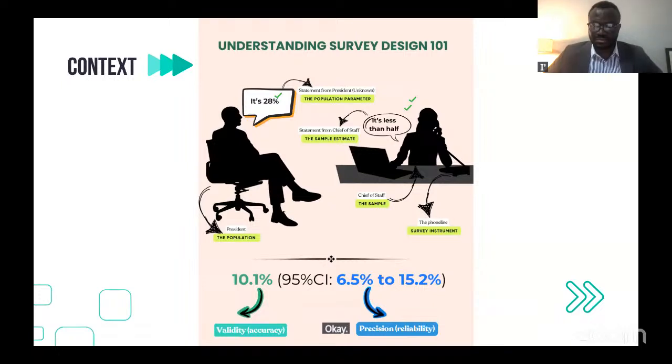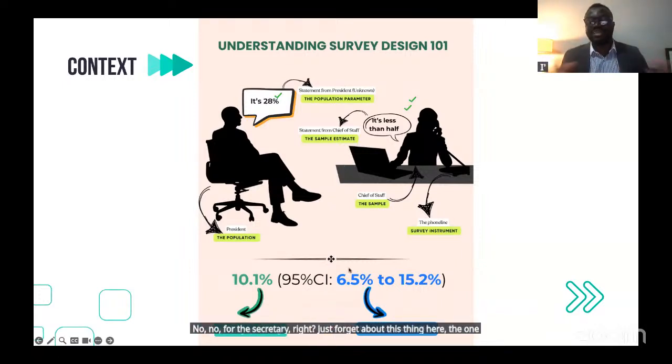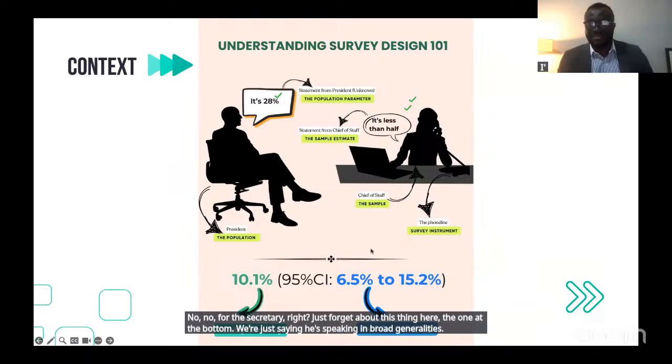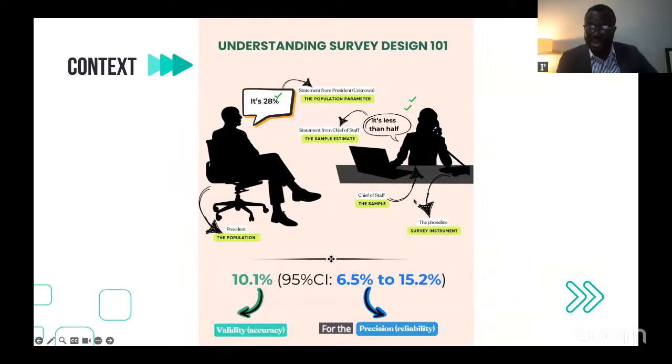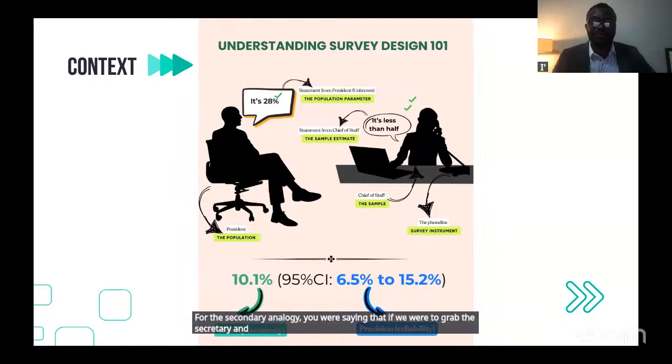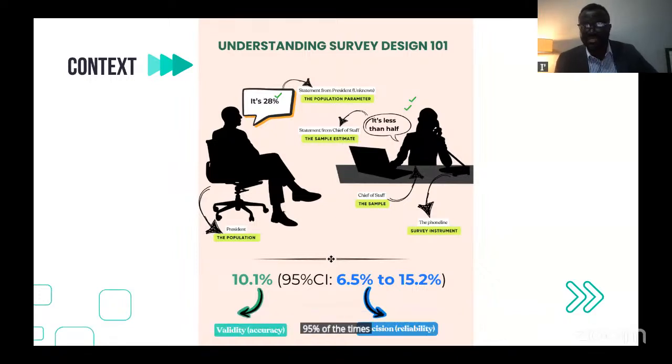Muhammad, do you want to try? "5% of the time, it will be between 6.5 to 50.2%." No, for the secretary, right? Just forget about the one at the bottom. We're just saying, he's speaking in broad generalities. For the secretary analogy, if we were to grab the secretary and ask him questions over and over, 95% of the times, what do we expect would be the case? "The case will be between those two numbers, percentages."